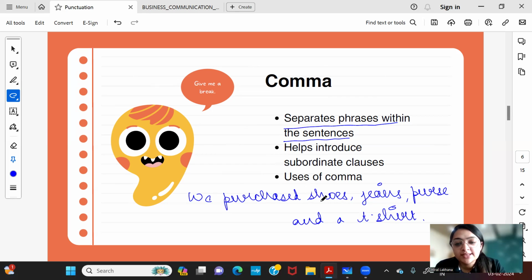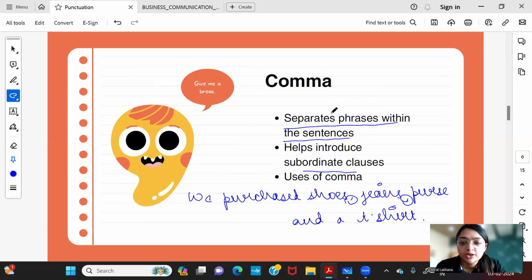So instead of saying we purchased shoes and jeans and purse and a t-shirt, to make the sentence more crisp and easy to read and understand, we inserted commas here. Between every particular item that is purchased, we have introduced a comma, which means that we are separating phrases or words within sentences. So that is where a comma is used.